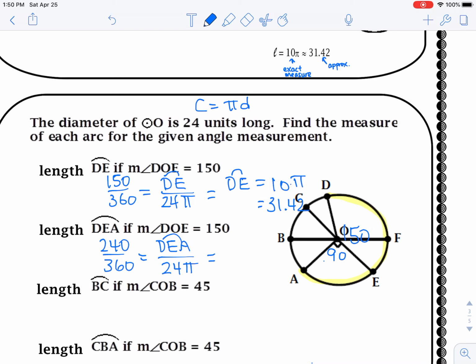So multiplying, again, you get that DEA equals 16 pi, which equals 50.24.